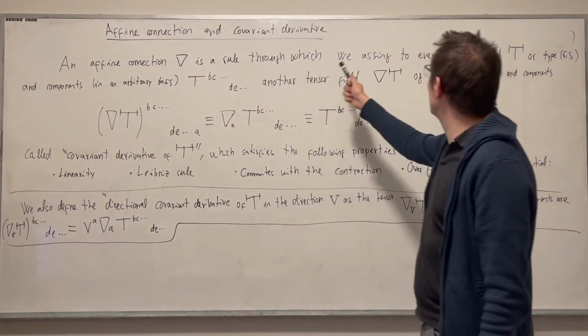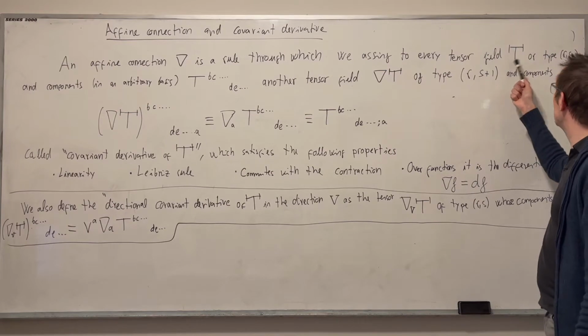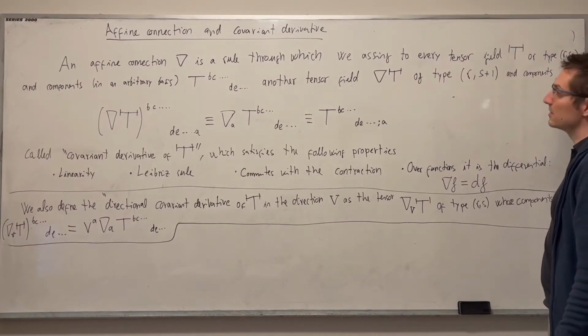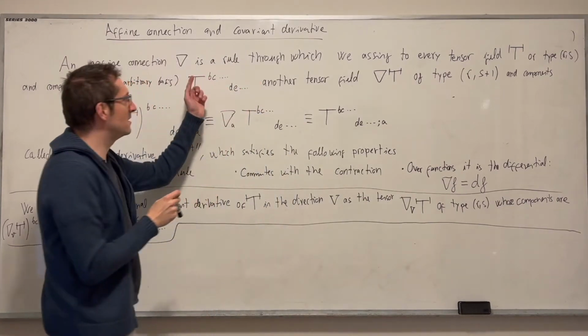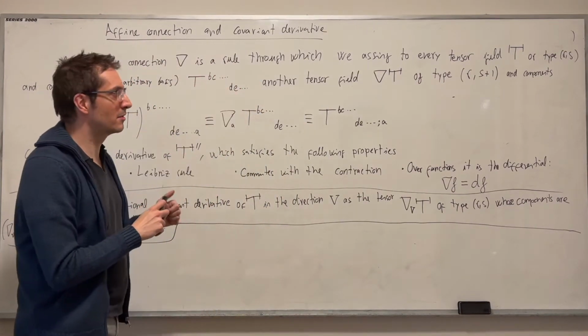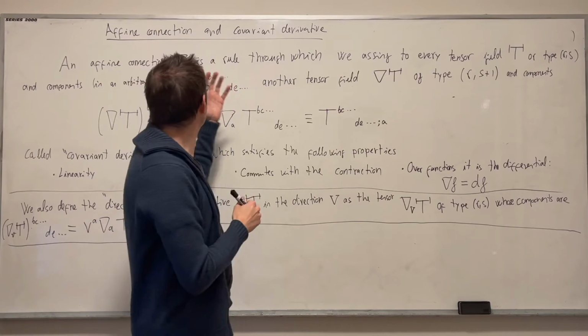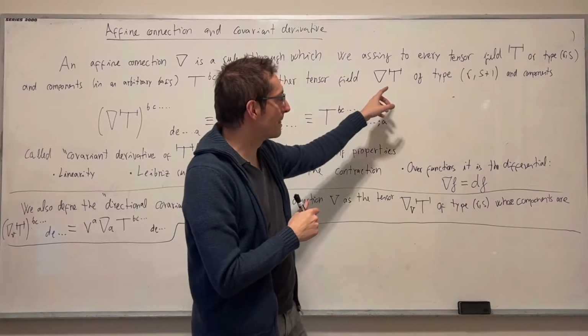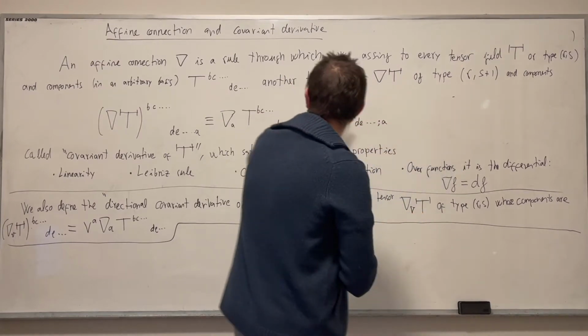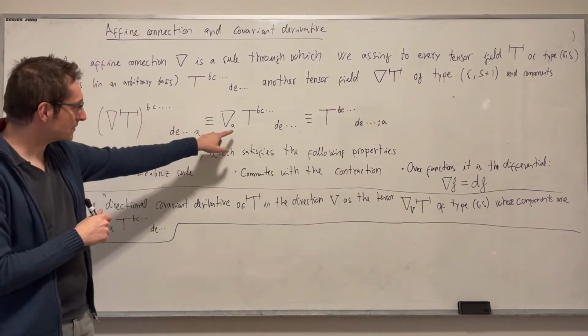It's a rule through which we assign to every tensor field T, that is R times contravariant and S times covariant, with components in an arbitrary basis, let me just call it T with upper indices A, B, etc. and lower indices C, D, E, etc., another tensor field using the affine connection, which I call nabla T, that is one more time covariant, whose components I notate as follows.